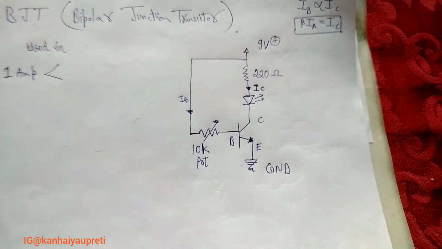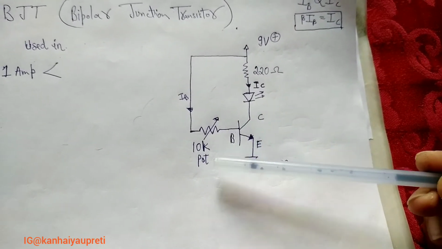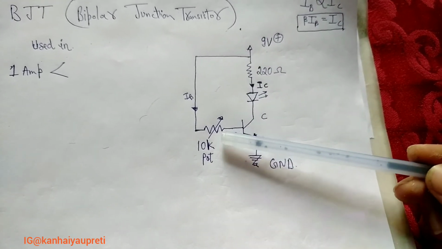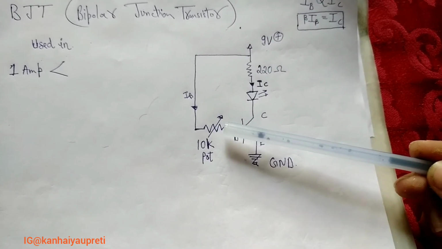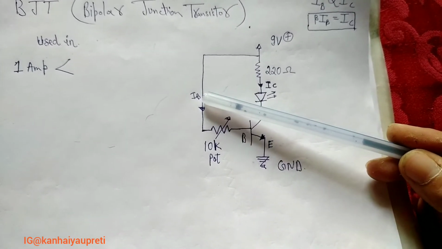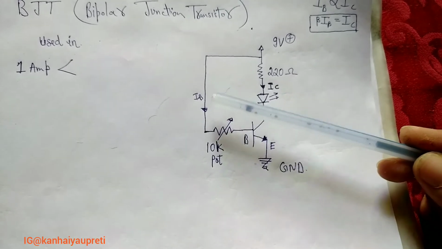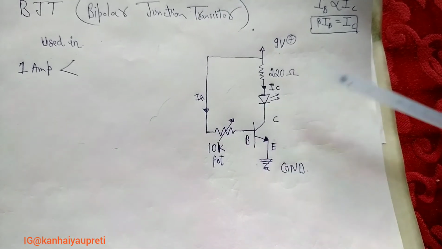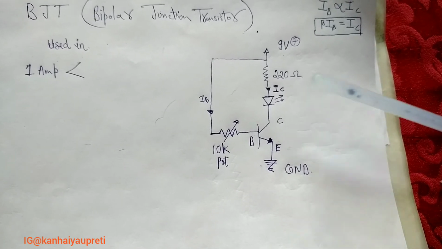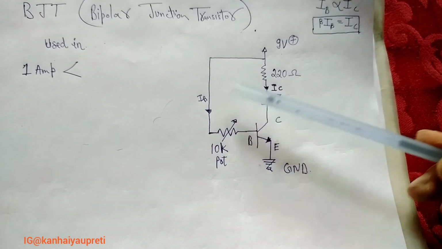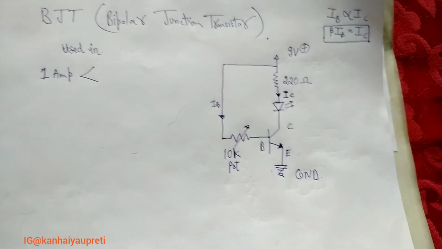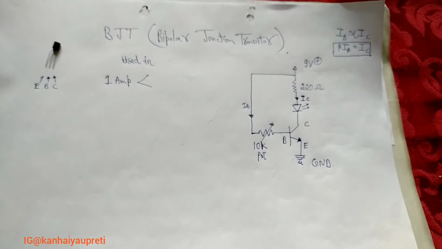So now in the circuit I have used a 10K potentiometer. Now the potentiometer will increase or decrease the resistance, which will in turn increase or decrease the base current, which will then increase or decrease the collector current. Small changes in the base current will lead to higher changes in the collector current. Now let's look at this circuit.